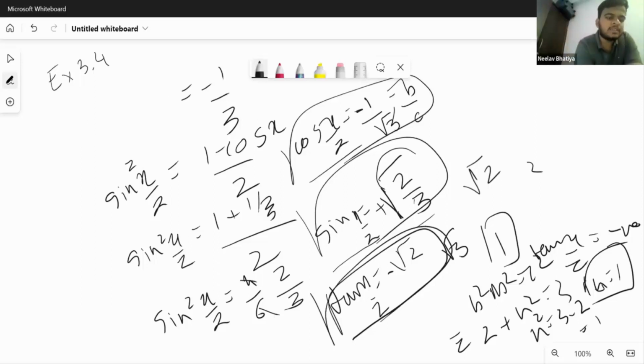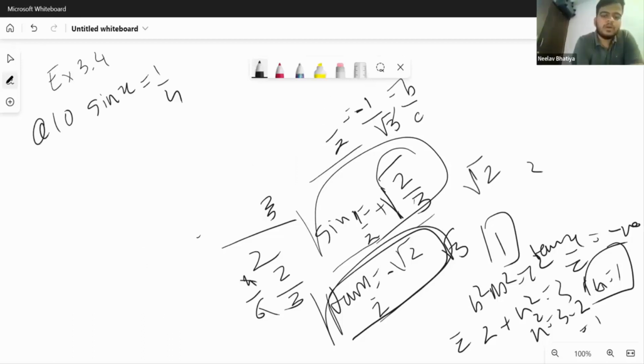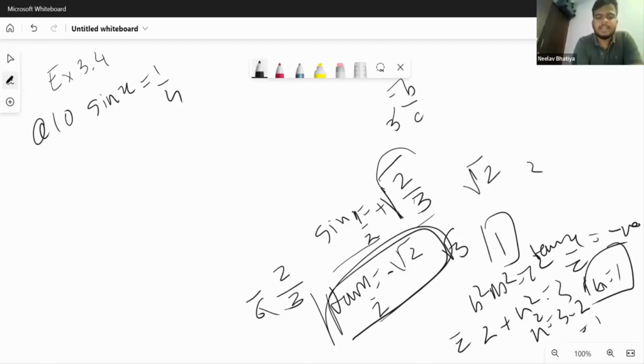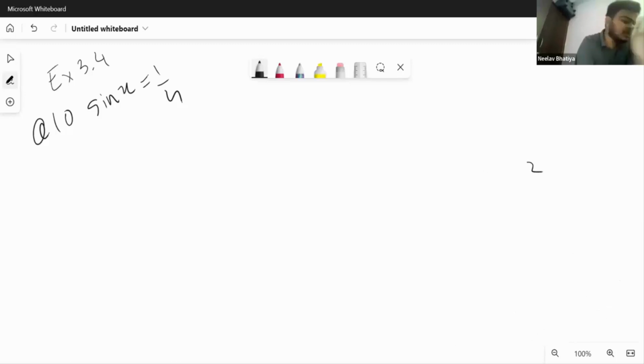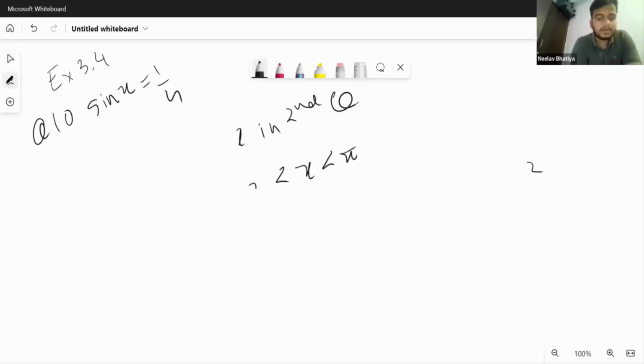Moving on to the last question that we have for the day. Question number 10. You are given sin x as being equal to 1 by 4 and x is in the second quadrant, right? X in second quadrant, it's going to be repetitive now, so I might pick up the pace. So x is less than pi, but greater than pi by 2.